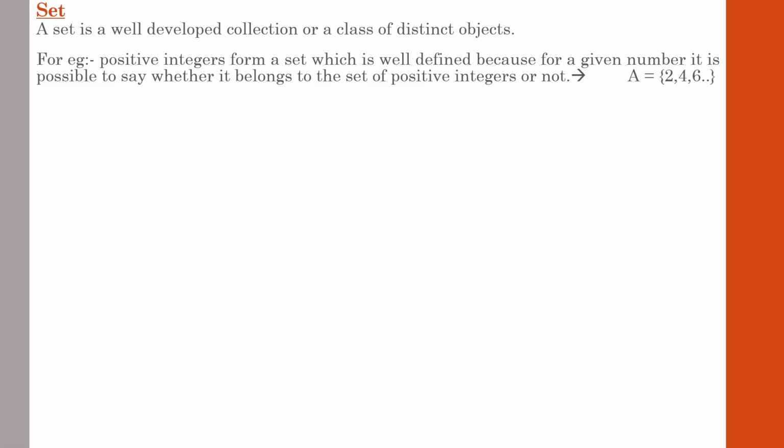So first of all, we need to understand the concept of set. A set is a well-defined collection or a class of distinct objects. That is, there exists a rule with the help of which we will be able to say whether a particular object belongs to the set or does not belong to the set. For example, positive integers form a set which is well defined because for a given number it is possible to say whether it belongs to the set of positive integers.